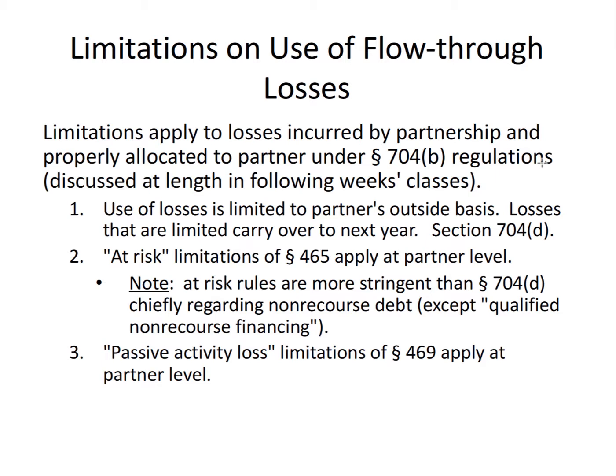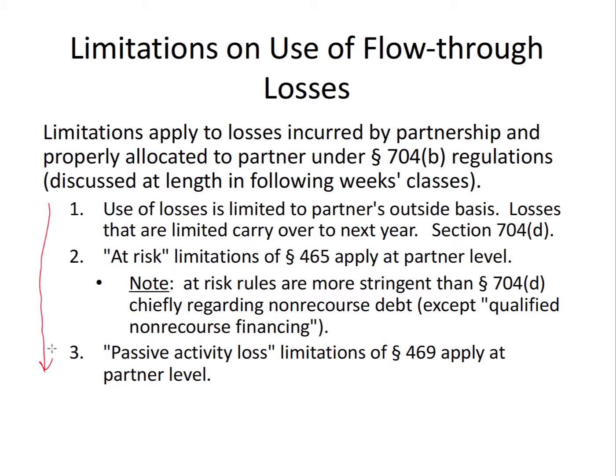So limitations apply to losses incurred by a partnership and properly allocated to a partner under Section 704(b). So we've talked about the rules with respect to how to allocate income, losses, credits, deductions from a partnership to a partner. The next question becomes, once the loss has been properly allocated to a respective partner, can it actually be taken? There are three rules that generally must be followed. And of course, there are individual rules that also must be followed once you get to the actual individual partner view. So these three rules we're going to go through briefly.